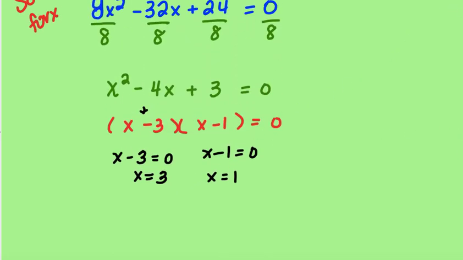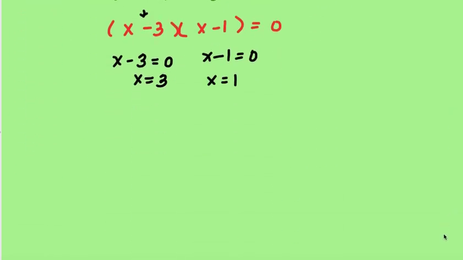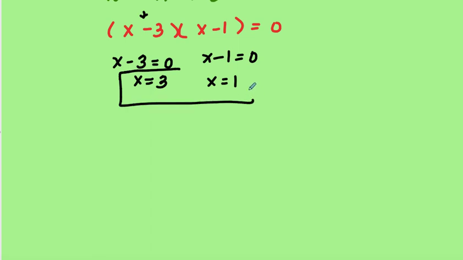Now I would want to go back and check to make sure both of those work. I also want to make sure that 3 and 1 don't make the denominators 0, because then they'd be outside the domain of the function, and that wouldn't be good. But in this case, they do both work. So my answers would be x equals 3 and x equals 1.